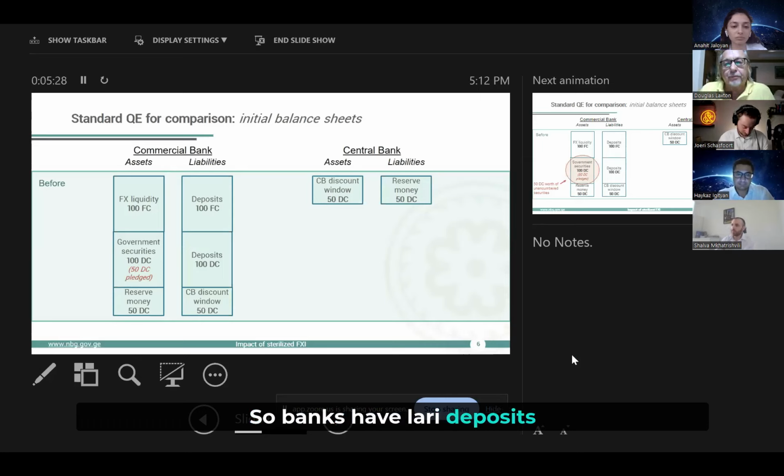So banks have lari deposits and dollar deposits. And they also have lari liquidity, lari liquid assets, and dollar liquid assets. And then there is this central bank balance sheet, which is relatively lean, and it tells you that whatever reserve balances banks need in lari, it's provided by the central bank discount window. In Georgia, we call it refinancing loans, but it's in general just lending to banks to provide them liquidity that they need, for instance, to satisfy reserve requirements.